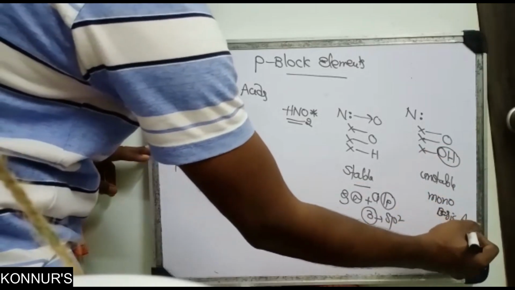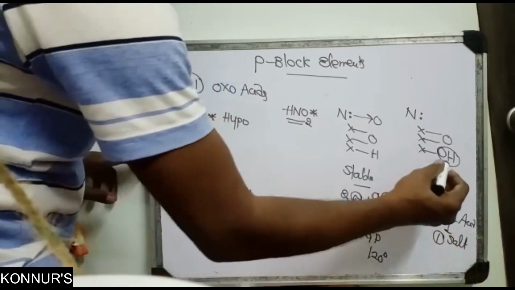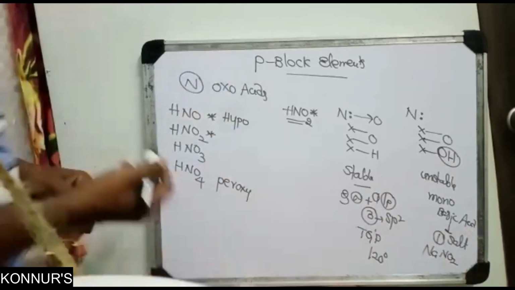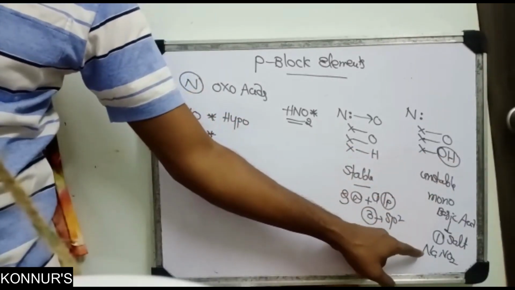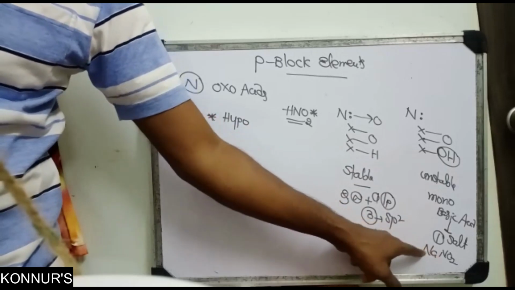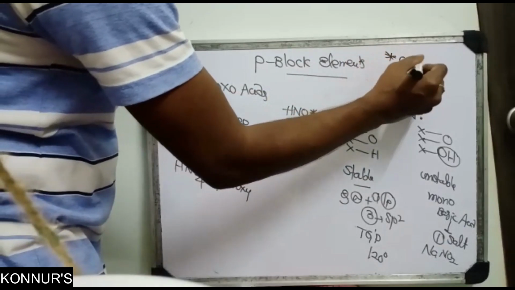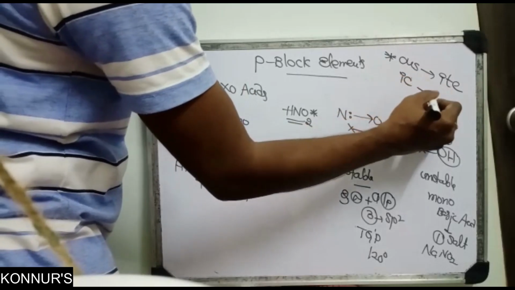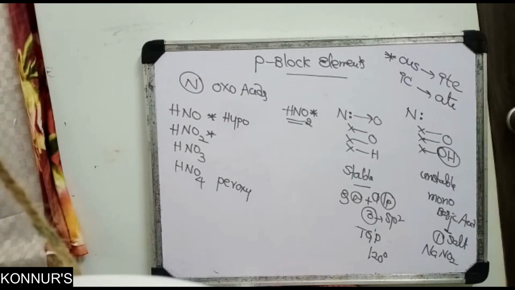So it is a monobasic acid, and a monobasic acid gives one salt. That salt is NaNO2. Instead of the active hydrogen, you put a metal, and you get the salt. So NaNO2 is sodium nitrite. An 'ous' acid gives an ITE salt, and without 'ous', an 'ic' acid gives an ATE salt. So 'ous' acids give more than one structure, while 'ic' acids give only one structure.